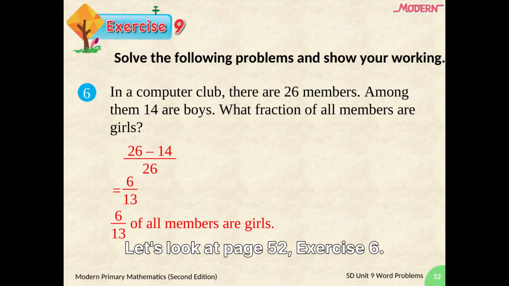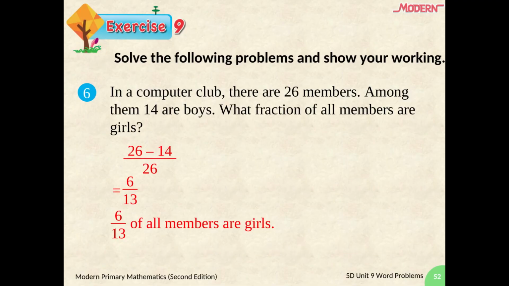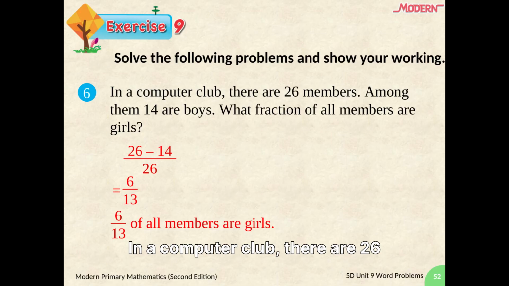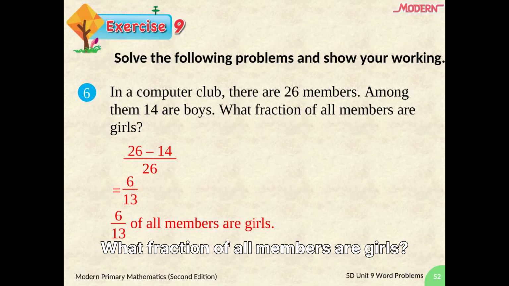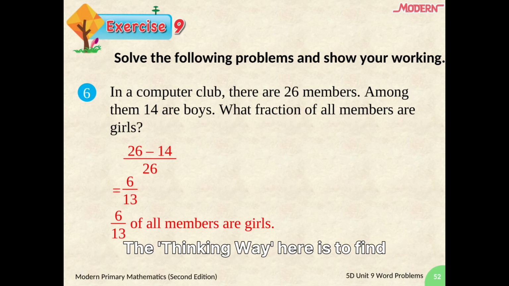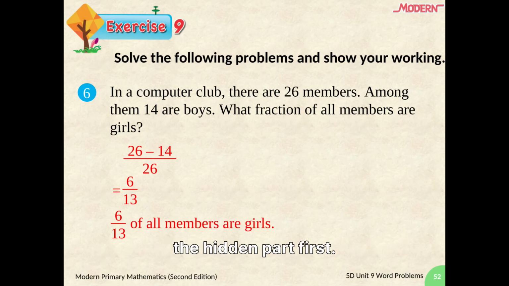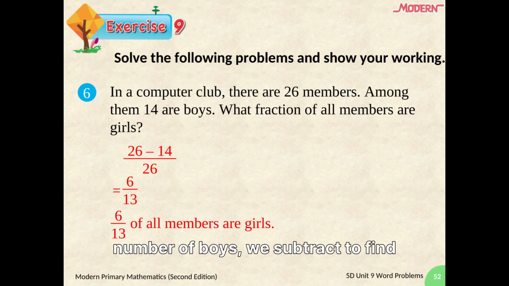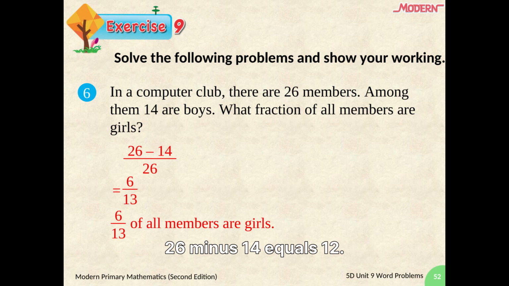Let's look at page 52, Exercise 6. In a computer club, there are 26 members and 14 are boys. What fraction of all members are girls? The thinking way here is to find the hidden part first. Since we know the total and the number of boys, we subtract to find the girls. 26 minus 14 equals 12.